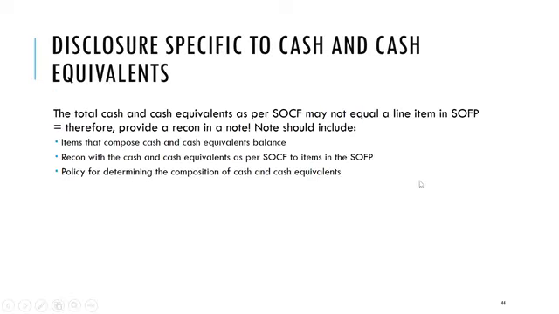Okay. Disclosure specific to cash and cash equivalents. So the total cash and cash equivalents as per statement of cash flows may not equal a line item in the statement of financial position. So that's what we're talking about. As we look through our proceeds from customers, I think it was 600 and 740,000 or something along those lines. Your users of the financial statements are going to say, well, where on earth did you get that figure from? It's not in your statement of profit or loss. That's not sales. That's not anything. So where on earth did you get it?